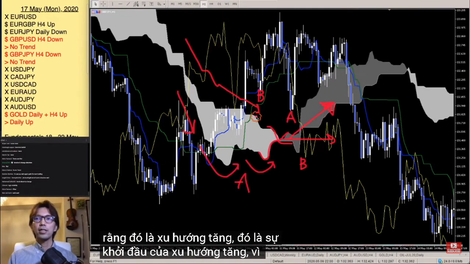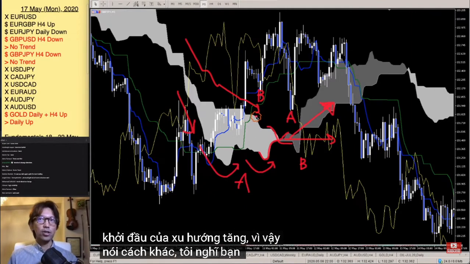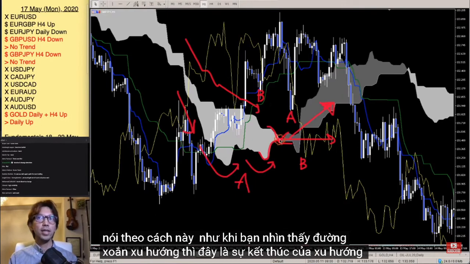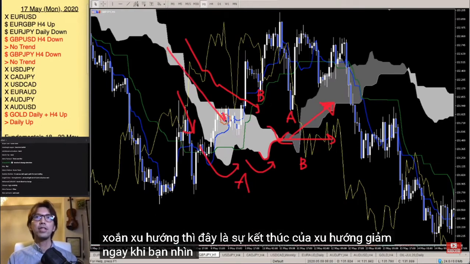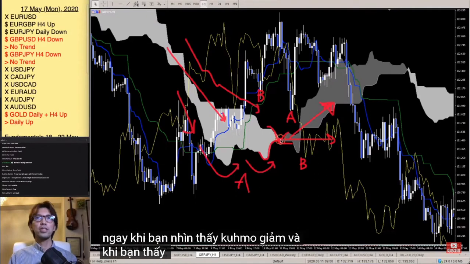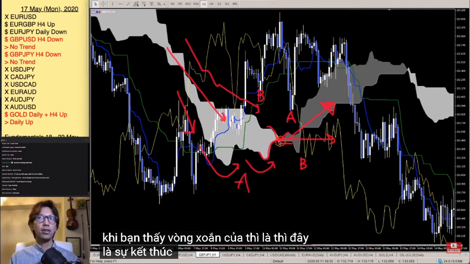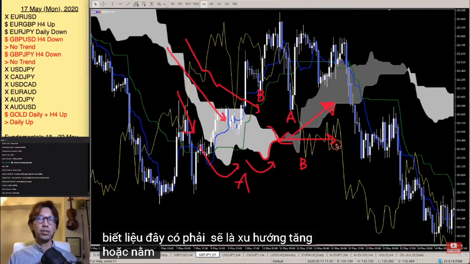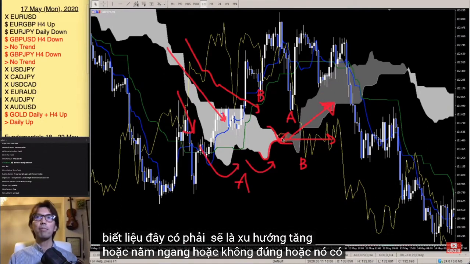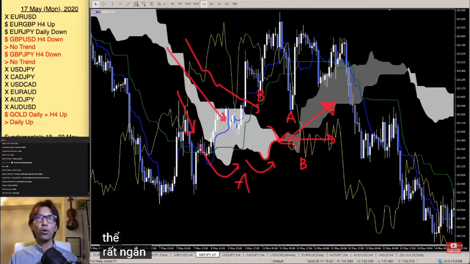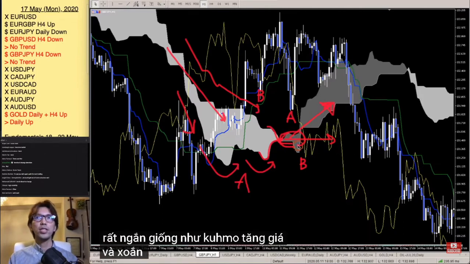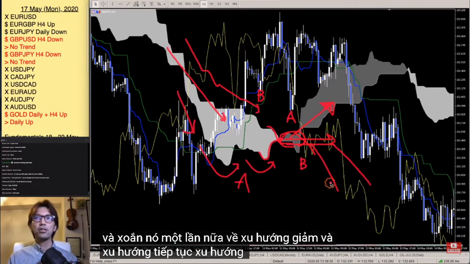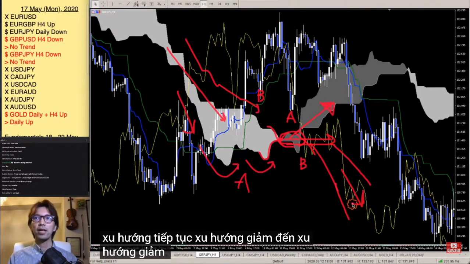So, in other words, I think you better put it this way: when you see the Kumo twist, this is the end of the downtrend, right? When you see the down Kumo and when you see the twist of the Kumo, this is the end of the downtrend. But we don't know if this is going to be the uptrend or horizontal, right? Or it might be very short, like a bullish Kumo, and twist again to the bearish Kumo, and the trend continues to the downside, right?